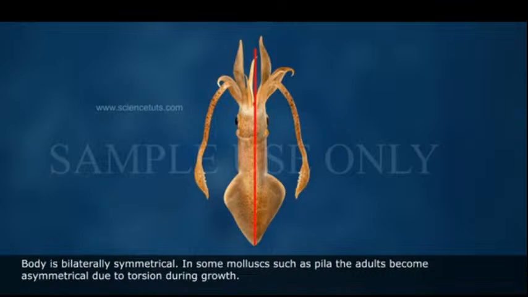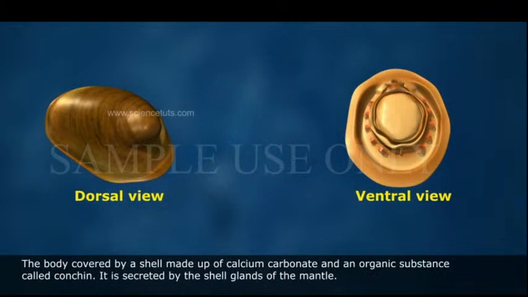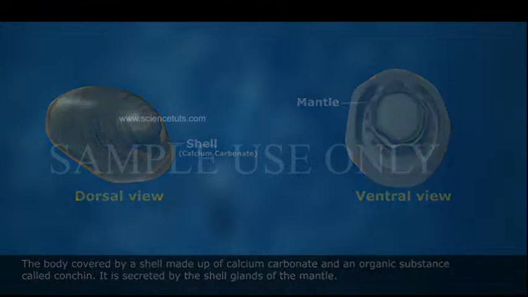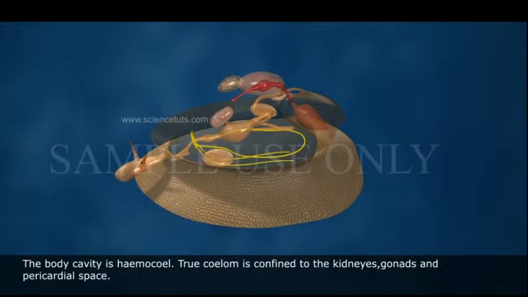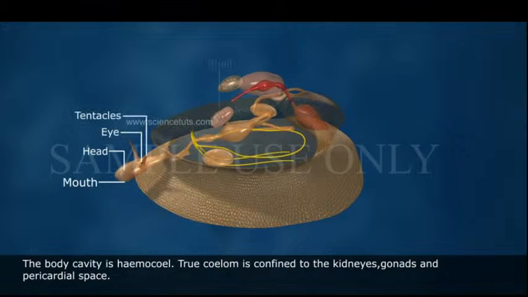Body is bilaterally symmetrical. In some mollusks, such as Pila, the adults become asymmetrical due to torsion during growth. The body is covered by a shell made up of calcium carbonate and an organic substance called conchiolin. It is secreted by the shell glands of the mantle. The body cavity is hemocoel. True coelom is confined to the kidneys, gonads, and pericardial space.